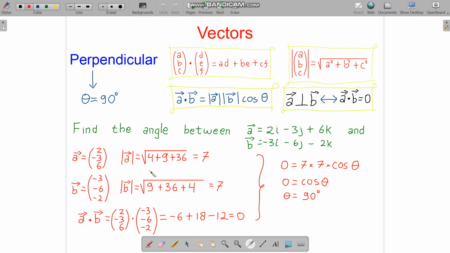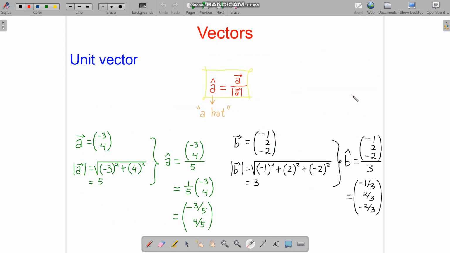So for example, in case you want to find the magnitude, you find a dot b and you get 0. Of course, if you use this formula, 0 equals magnitude of a times magnitude of b times cos theta, and theta is just 90 degrees. So you don't have to find the magnitude actually, because if a dot b is 0, of course it's perpendicular. This is the perpendicular symbol, an upside down T: a perpendicular to b, so a dot b equals 0.